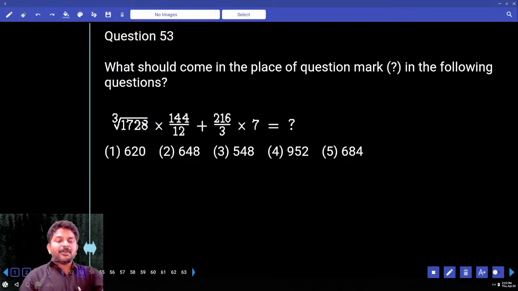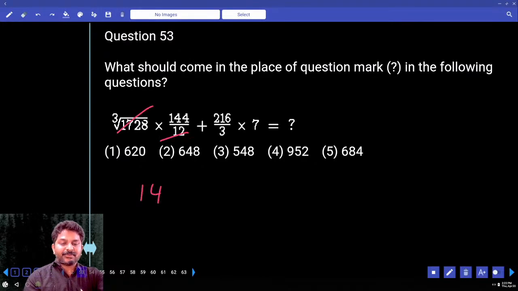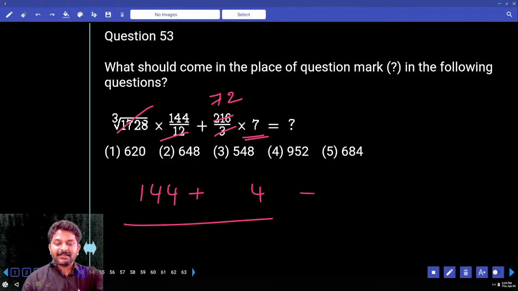Right. Cube root of 1728 is 12, and the denominator 12 gets cancelled. So that is 144 plus 3. 72 times 7, right? This number must end with, that means the answer must end with, how many options are there? 2 options are there, correct?